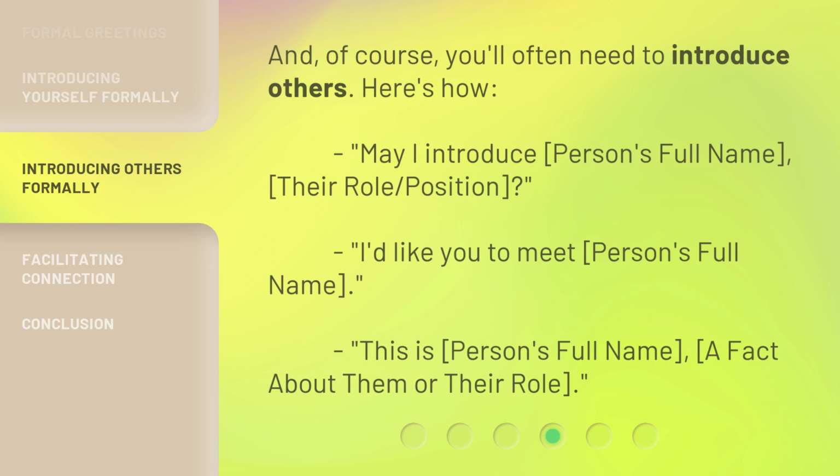And, of course, you'll often need to introduce others. Here's how. May I introduce person's full name, their role, position. I'd like you to meet person's full name. This is person's full name. A fact about them or their role.